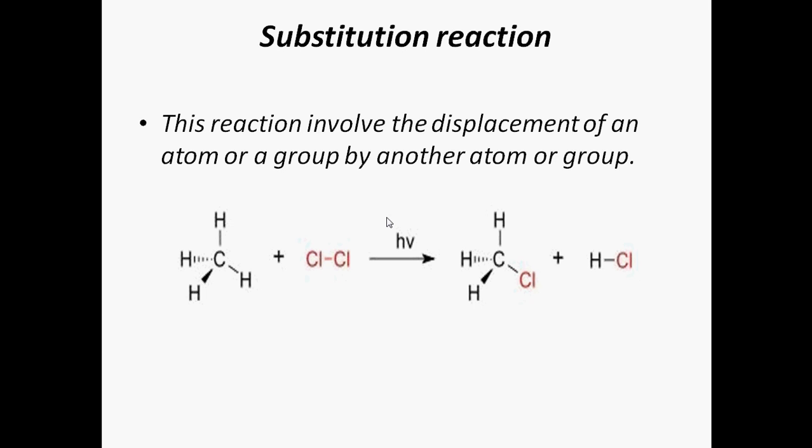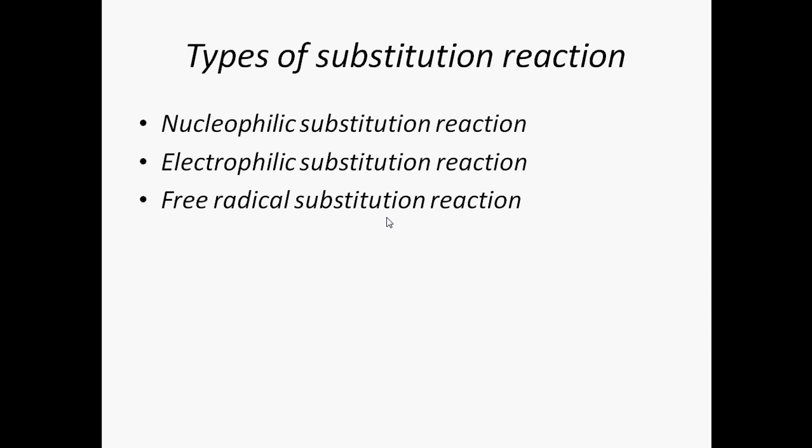Now, what is a substitution reaction? The reaction in which the displacement of an atom or a group by another atom or a group takes place. Like in this reaction, methane reacts with chlorine and forms methyl chloride and HCl. So here the substitution takes place. The hydrogen is substituted with chlorine, and in this way a new compound is formed.